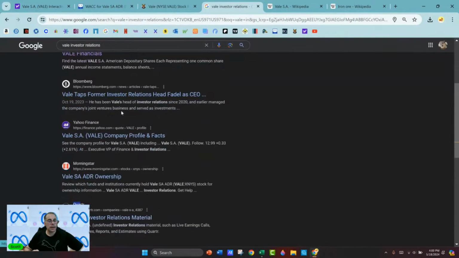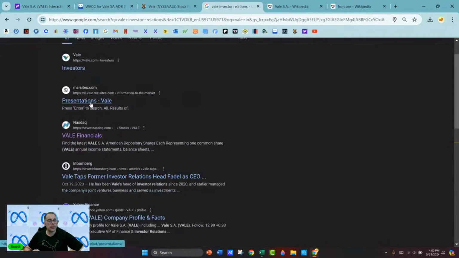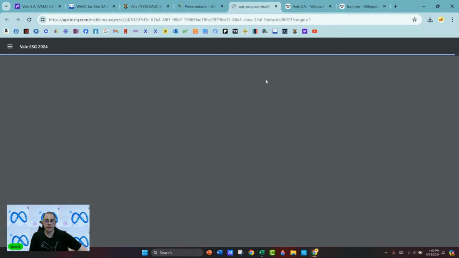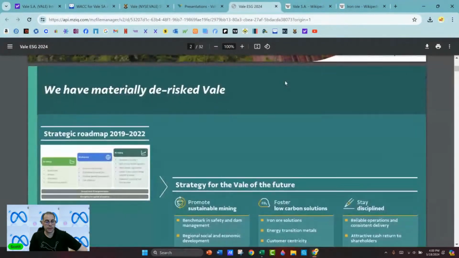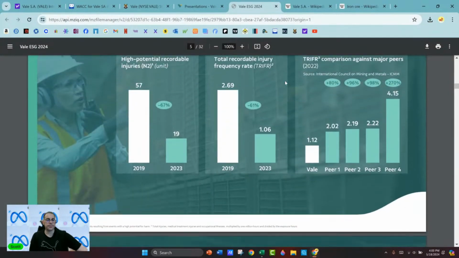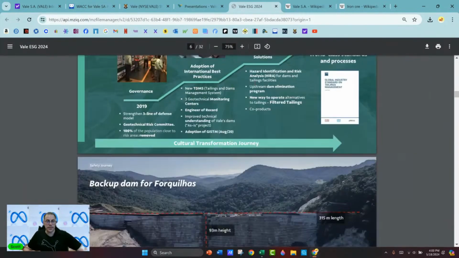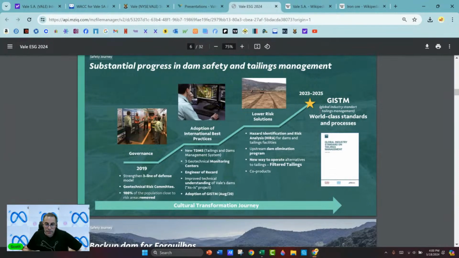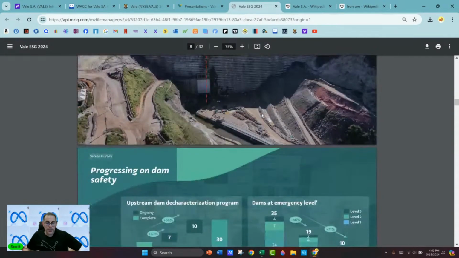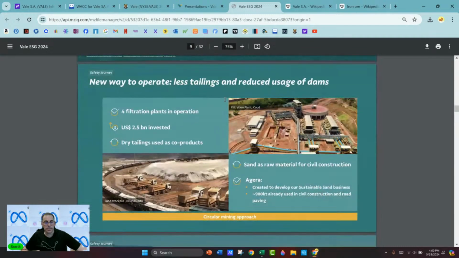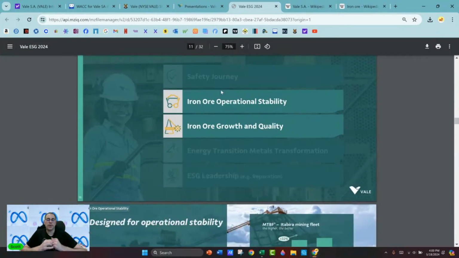I was looking at Vale's. Oh, I was looking at the wrong website. Okay, here we go. 2024 Global Metals Mining Steel Conference, Vale's April presentation. Building the Future. There's always a lot of injuries and deaths in this field. It's always been that way. Upstream dam decharacterization program. Iron ore operational stability.